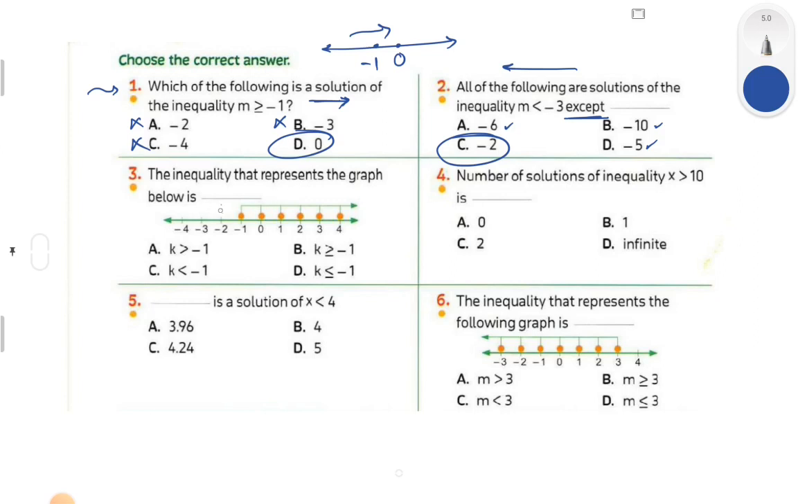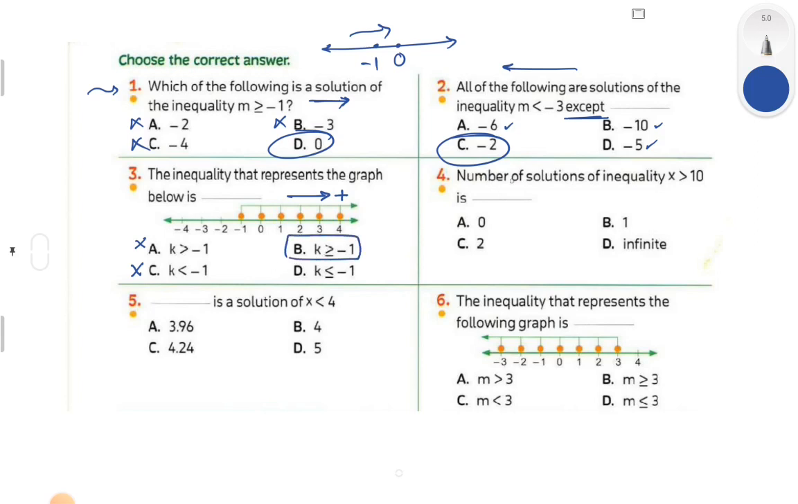Which inequality represents the graph? Note with me. This graph starts with minus 1. So minus 1 is with us, because it starts with minus 1. Here, for minus 1 there is no equal, so minus 1 does not belong. So it's maybe one of them because he takes minus 1 with him, right? Now does he go to the right or left? He goes to the right, so the sign here is greater than, so k is greater than or equal negative 1.